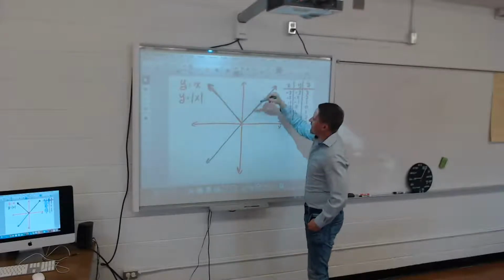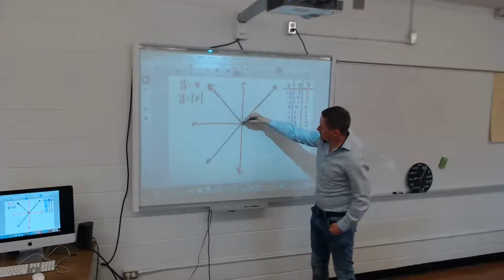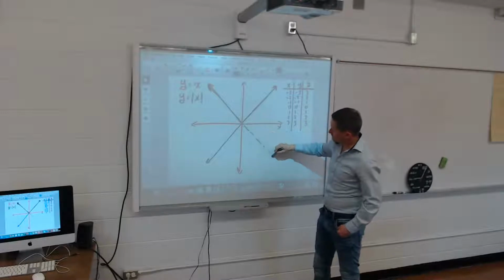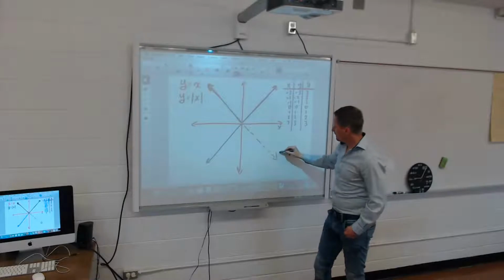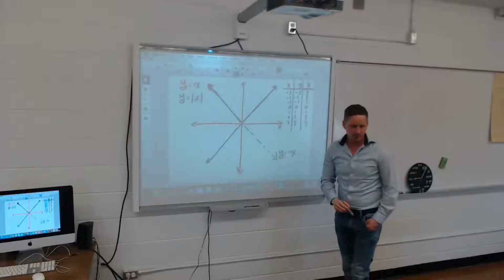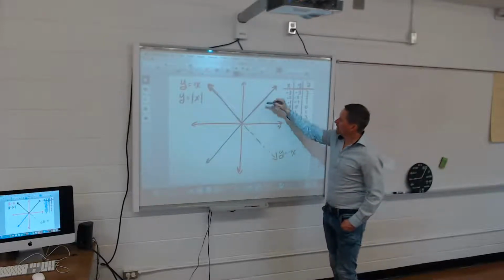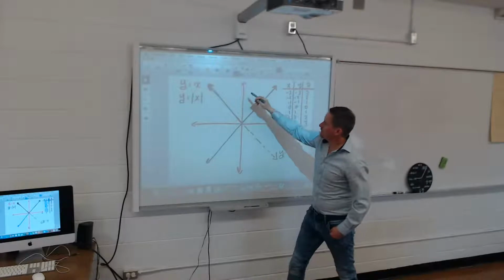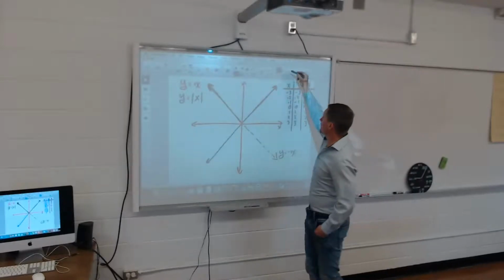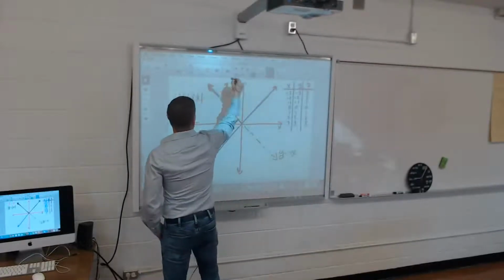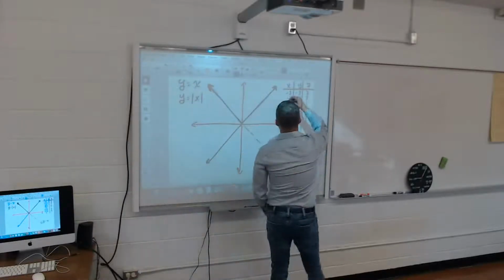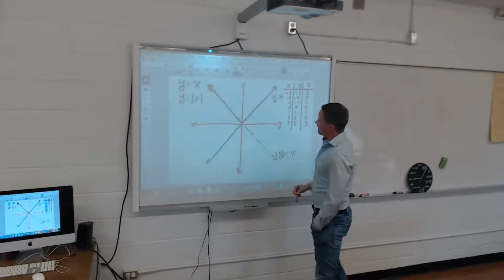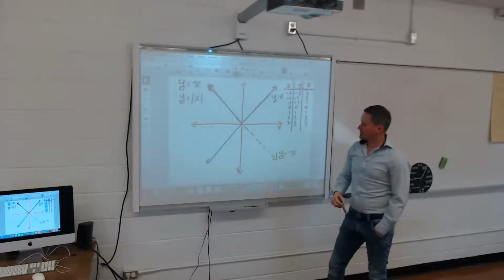If I were to extend this line right here down into here, if I were to extend it in here, this is the graph of y equals negative x. All right? So this line right here is y equals x. I should have put that in blue. So y equals x is this line, and this line is y equals negative x.